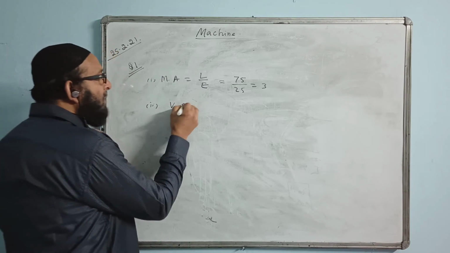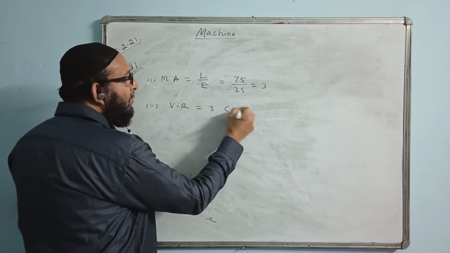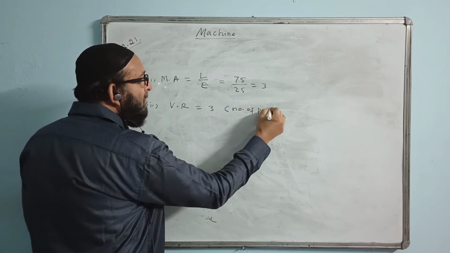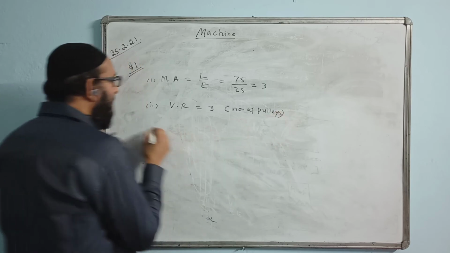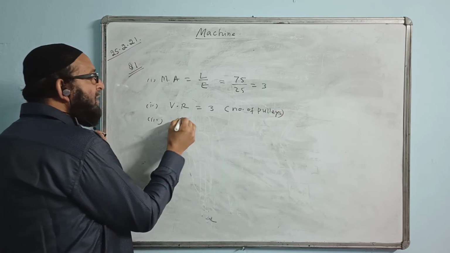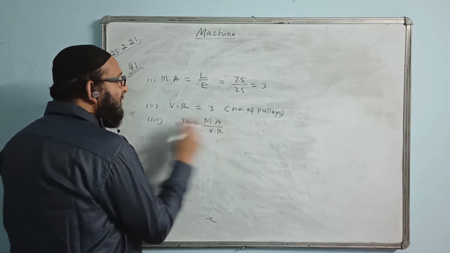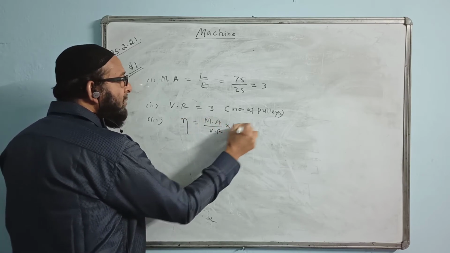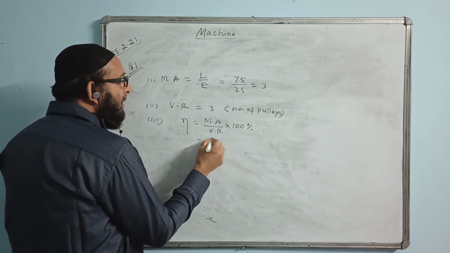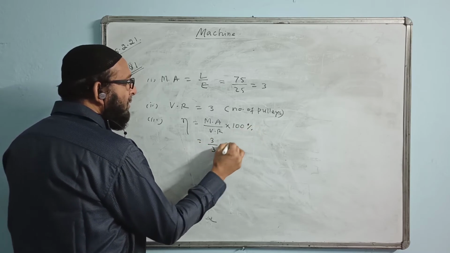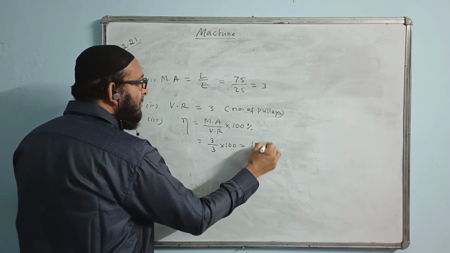Velocity ratio will be 3 because it is equal to the number of pulleys. Number of pulleys is 3, so velocity ratio is also 3. Answer. Third part is asking to find efficiency. In the efficiency formula we have AMA by VR. Normally we calculate efficiency in terms of percentage, into 100%. Mechanical advantage is 3, this is also 3, into 100. 3 cancels. The answer is 100%.